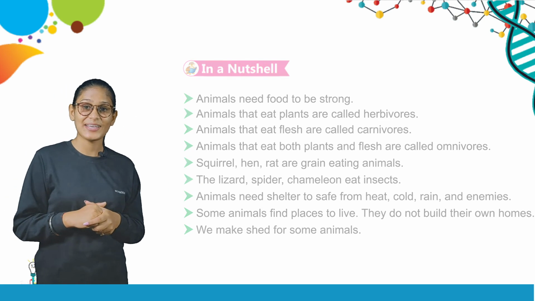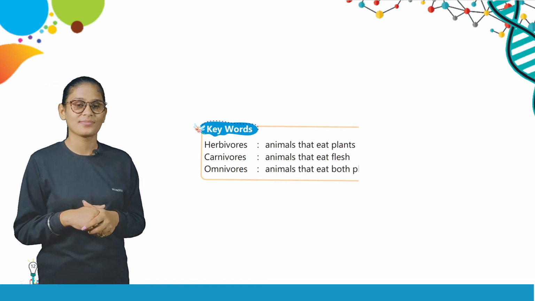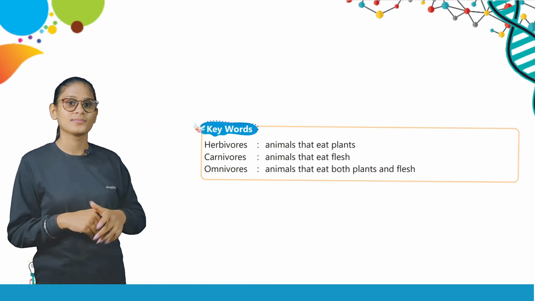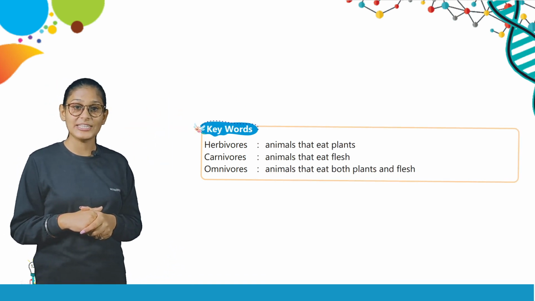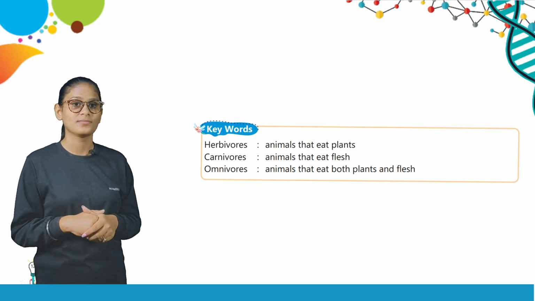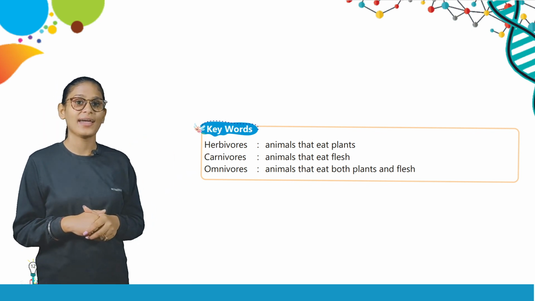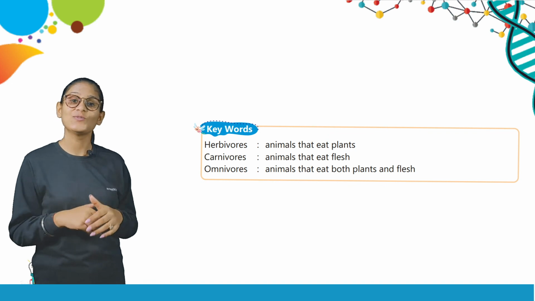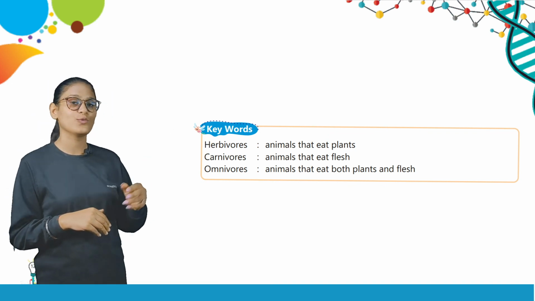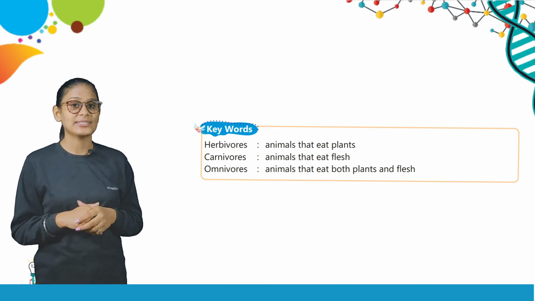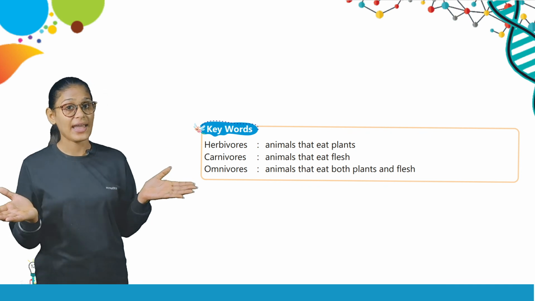Now we discuss some keywords. Herbivores, animals that eat plants. Carnivores, animals that eat flesh. Omnivores, animals that eat both plants and flesh.